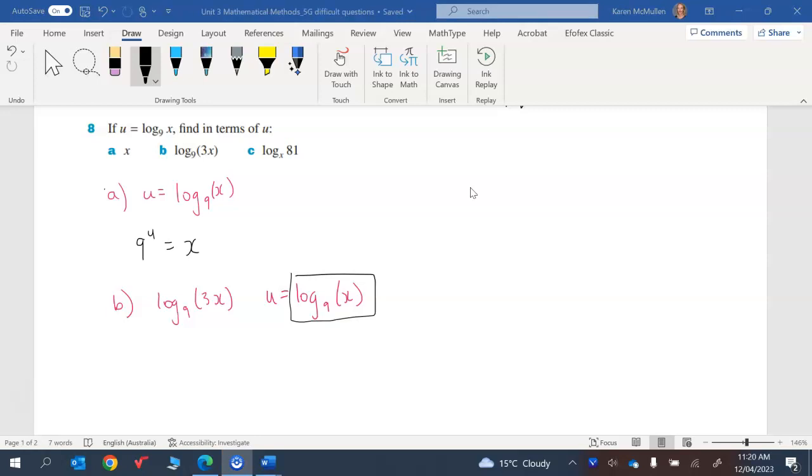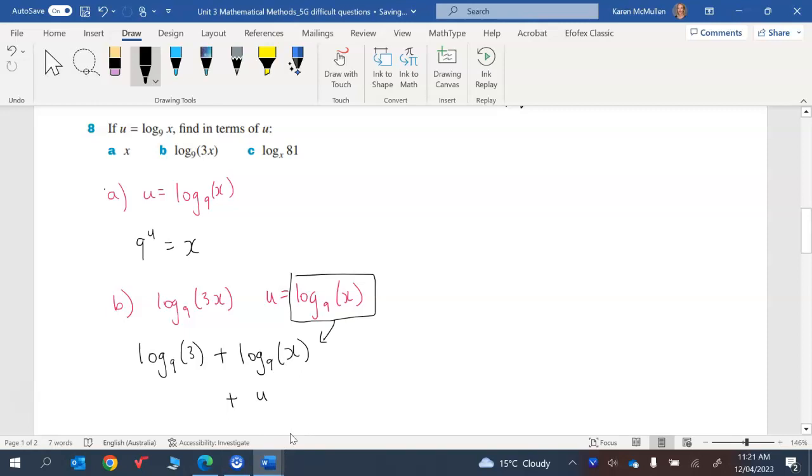We'll keep going. So we want to get log base 9 of x, and we can see that the only thing getting in our way is this 3. We've got a 3x in our argument, but we want just an x. So knowing our log laws, we can separate them. Using your very first log law, we can rewrite that as log base 9 of 3 plus log base 9 of x. Then you can see that's the same thing, so I just have to write u, because we're getting it in terms of u.